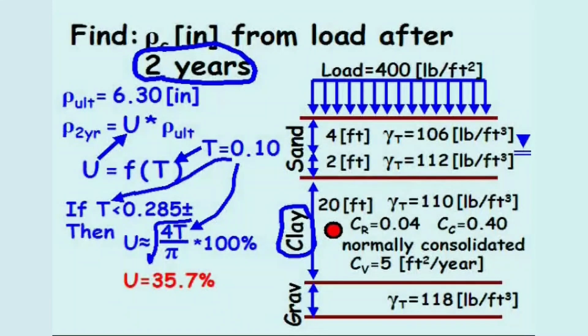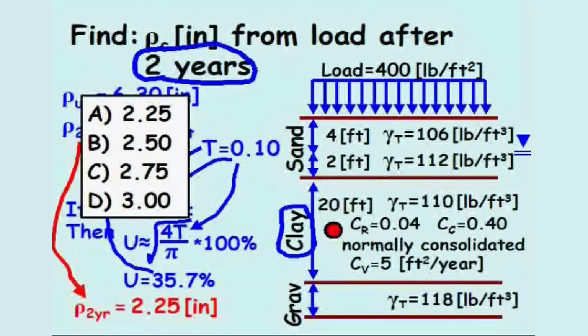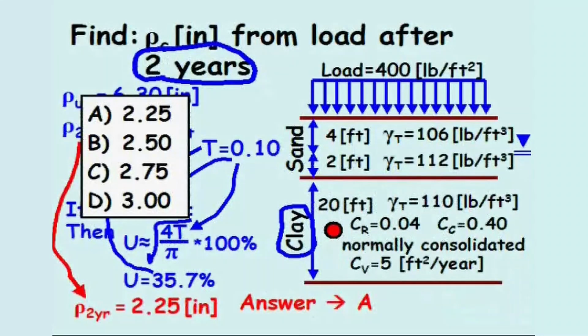After 2 years, this 20-foot thick clay layer has consolidated 35.7% of its ultimate consolidation settlement, or 2.25 inches of settlement. Compared with our possible solutions, the answer is A.